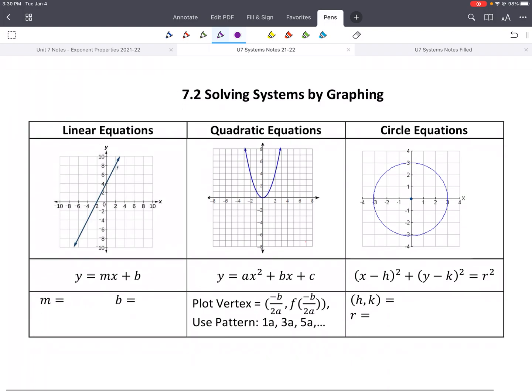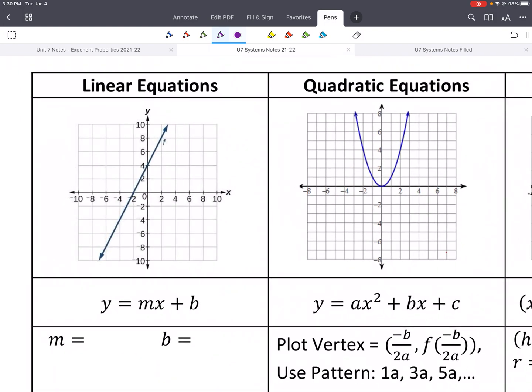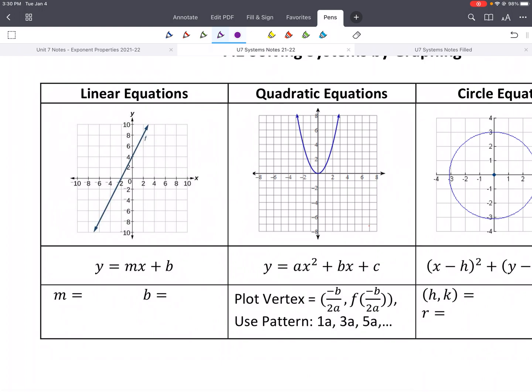In order to do that, we should do a quick review of how to graph. When we're doing linear equations, all of your equations, at least in your notes today, are in slope-intercept form, where m is your slope and b is your y-intercept. So given the equation, all you need to do is plot the y-intercept and then use the slope. We'll do some examples as we go along.